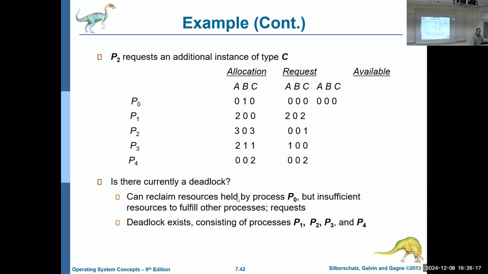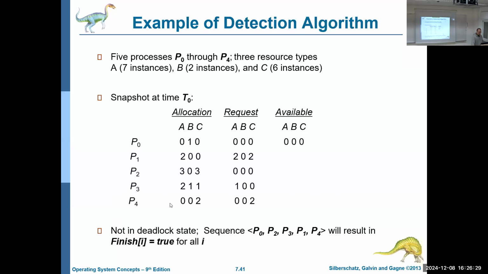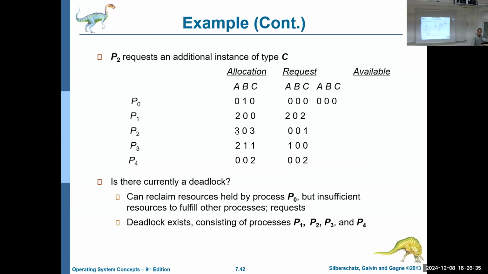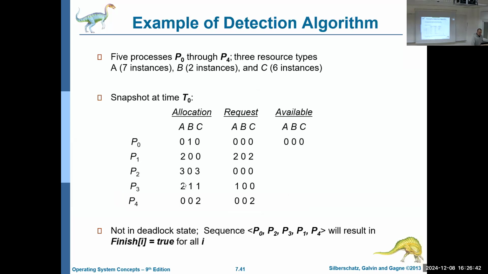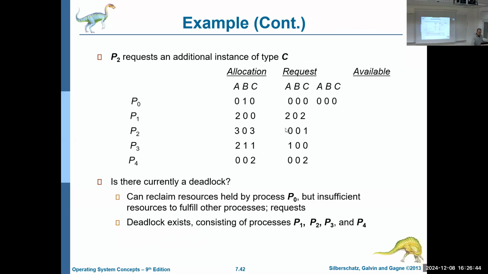Well, there is nothing of type C. Is there currently a deadlock? So he requested it. We're not asking whether we grant it, because we can't grant it. But did that request itself cause a deadlock? Because he's not waiting. P2 was actually the second one. It's the same list, but P2's allocation was 303, and now his allocation is 3, but he has a request of 1.